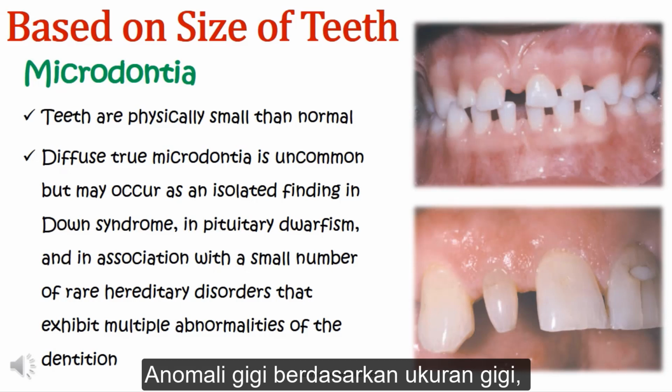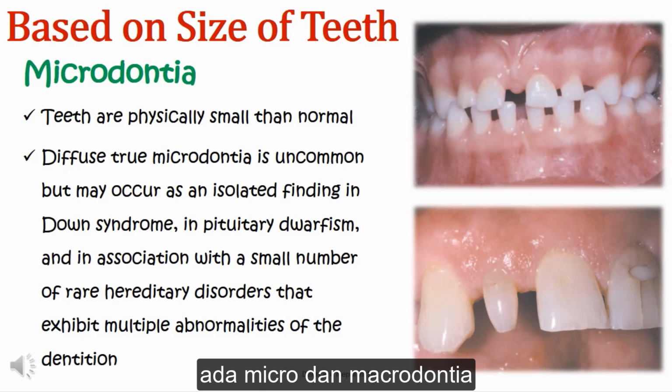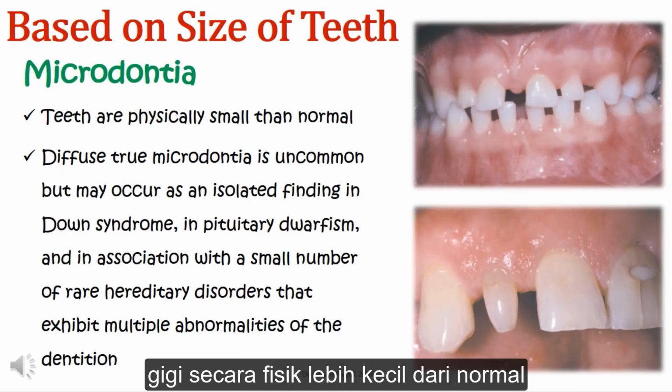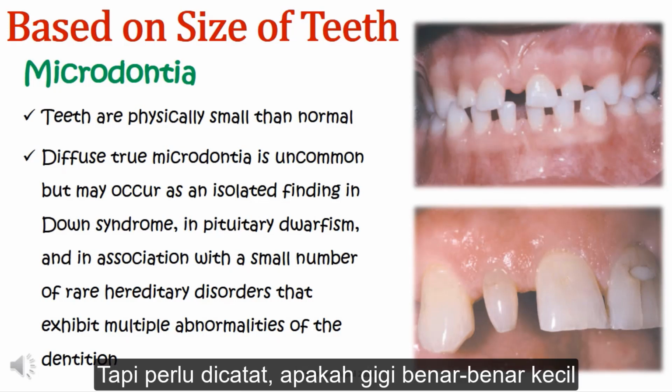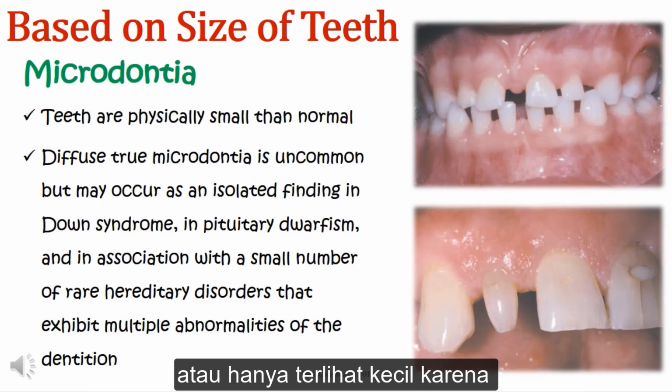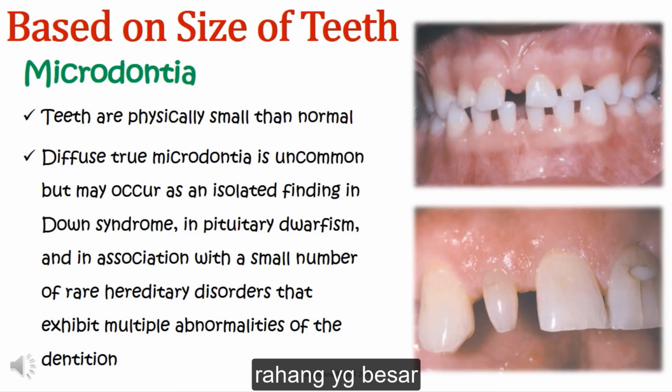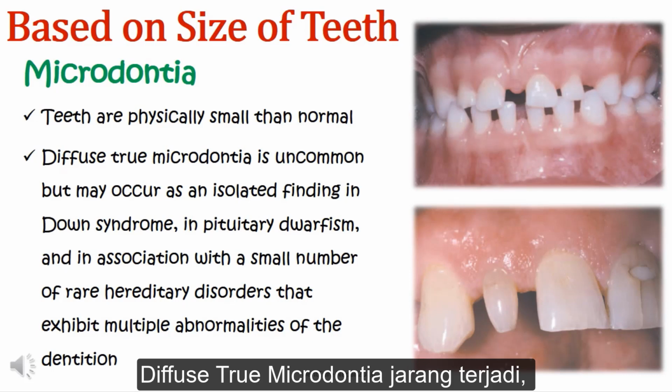Now coming to the developmental defects based on the size of the teeth, it can be either micro or macrodontia. Let's begin with microdontia. Micro means small. Teeth are physically smaller than normal, but it should be well noted whether the teeth are really small or they appear small due to jaw enlargement, which should be ruled out.